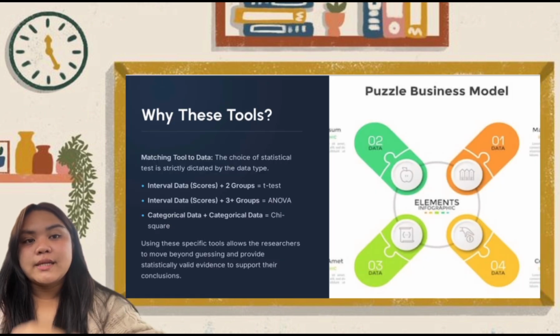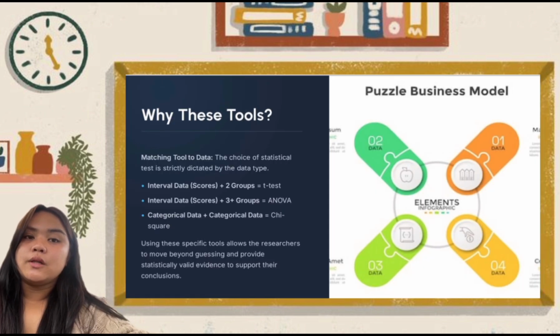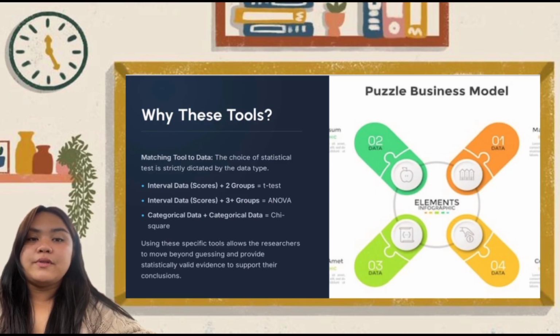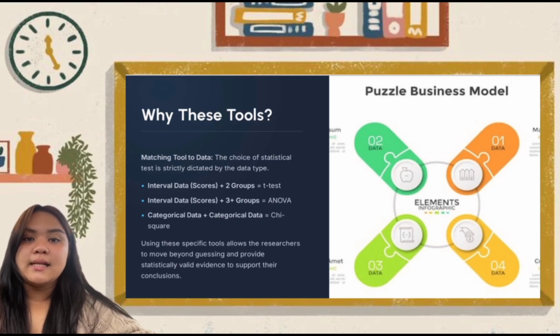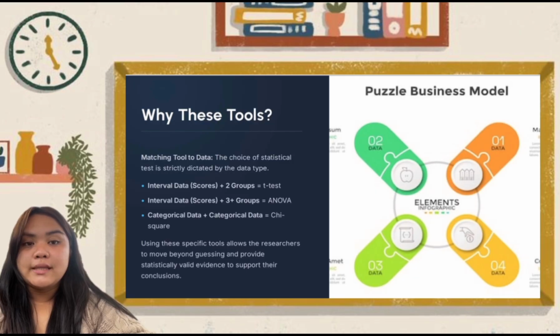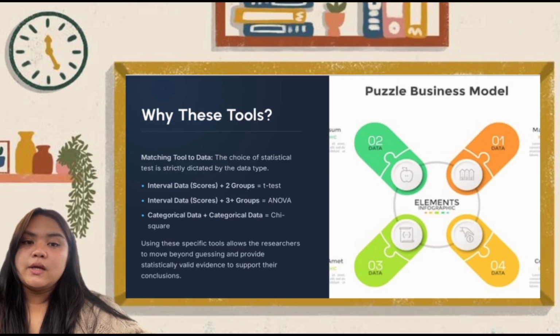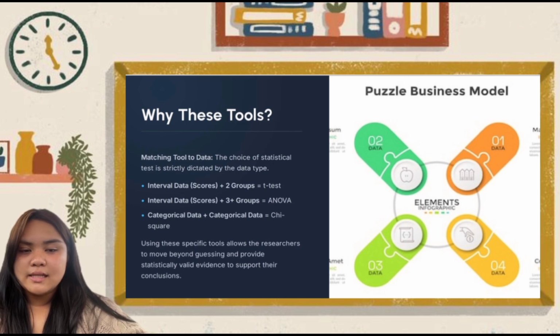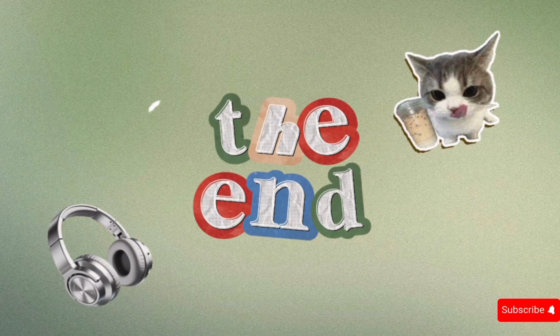The key takeaway for the selection of these tools is the strict rule of matching tool to data. The type of data you have dictates the statistical test you must use. For interval data compared across two groups, you use a t-test. For interval data compared across three or more groups, you use ANOVA. For comparing categorical data with other categorical data, you use the chi-square test. Using the specific appropriate tools allows the researchers to move beyond guessing and provide statistically valid evidence to support their conclusions.